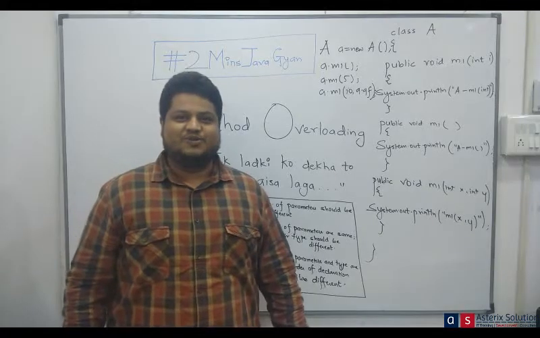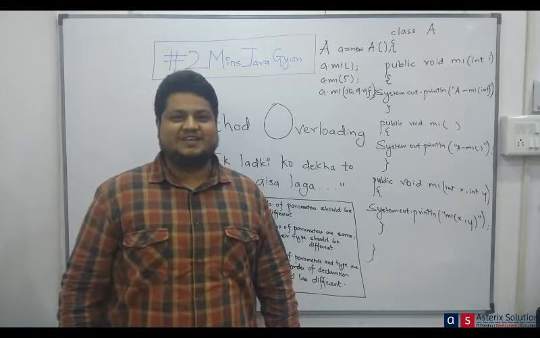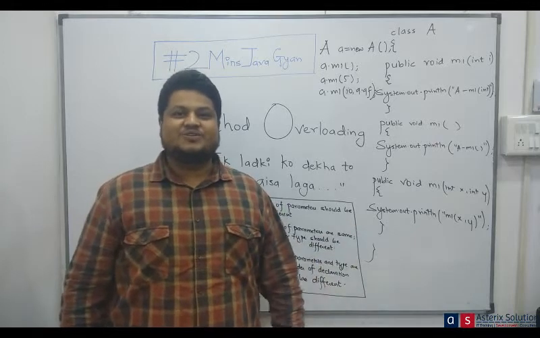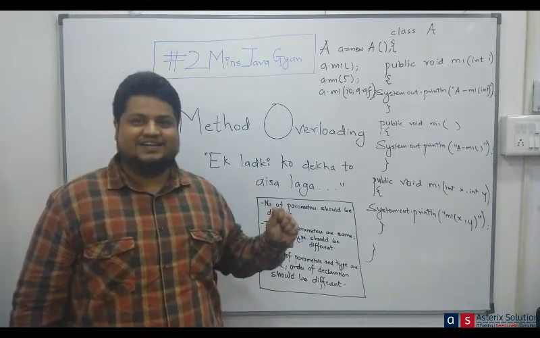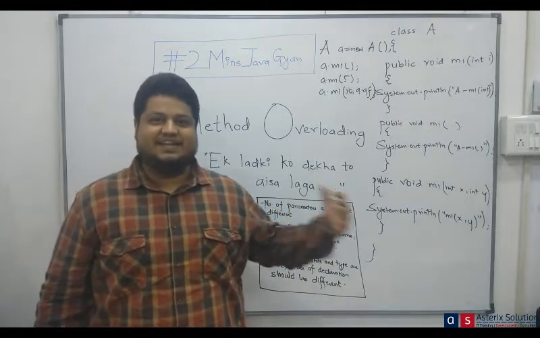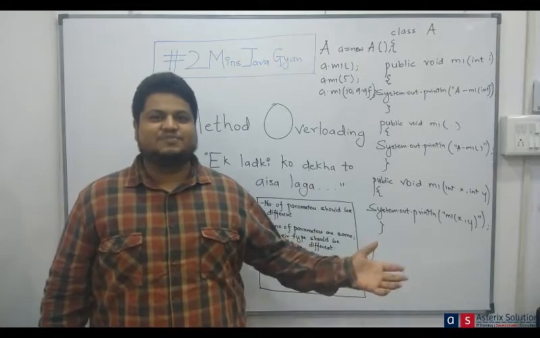It was an iconic song. Now you see how Anil Kapoor is trying to woo Manisha Koirala, or just to remember her, but he is not doing it like "एक लड़की को देखा तो ऐसा लगा." He is changing the parameters after that. Yes, that is method overloading.